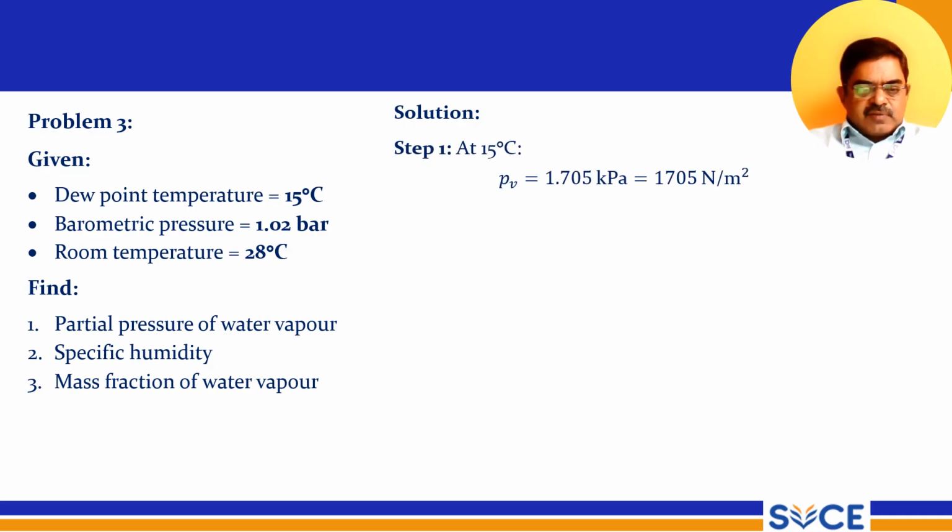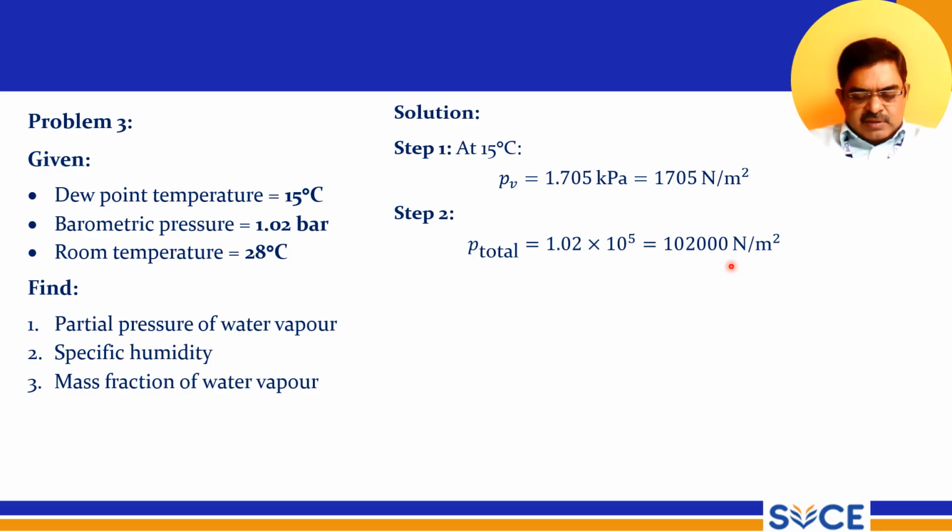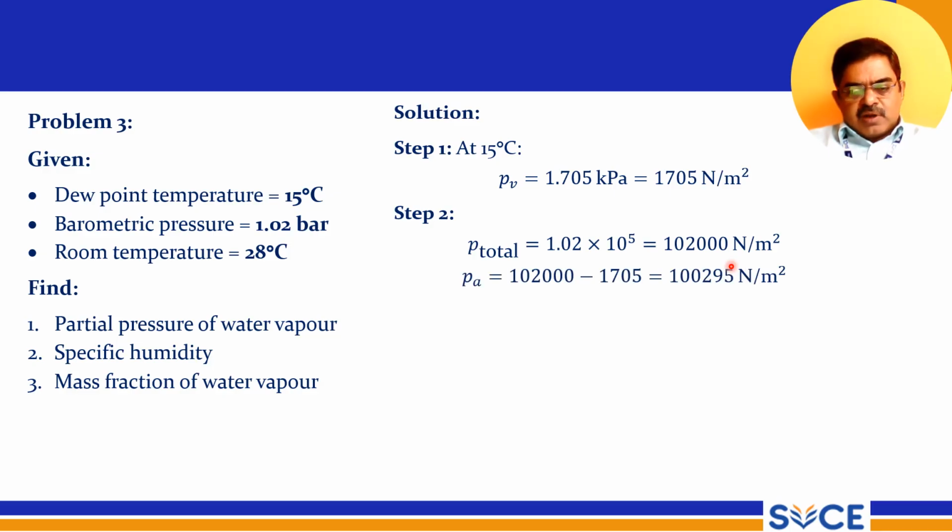And at 15 degrees Celsius from steam tables, PV can be found out. And this is the P total. P total can be found out. So that is 102,000 Newton per meter square. So that is already given as the total pressure. So PA equals the total pressure minus partial pressure. So that is 100,295 Newton per meter square.